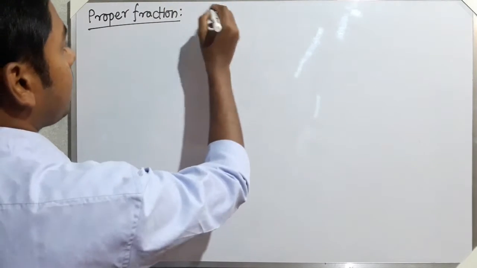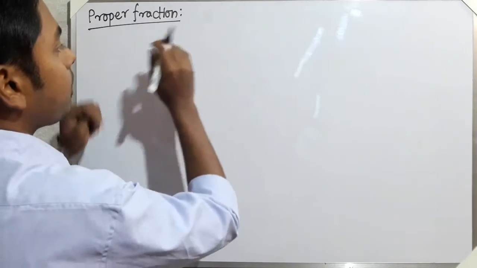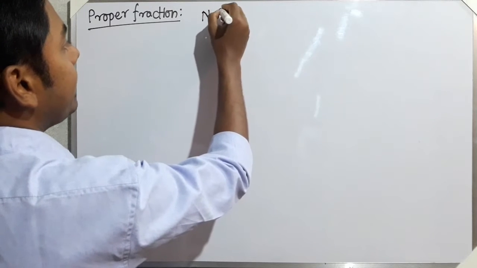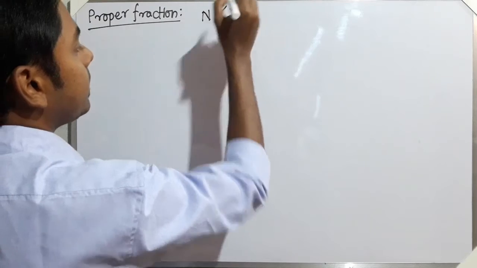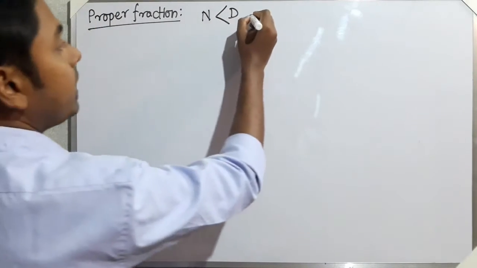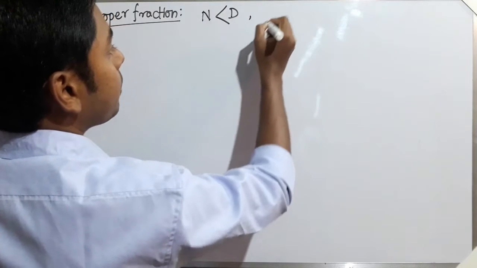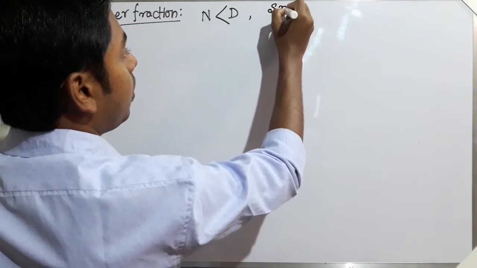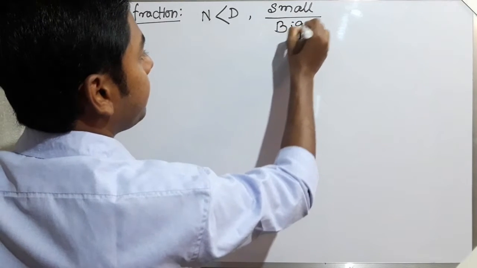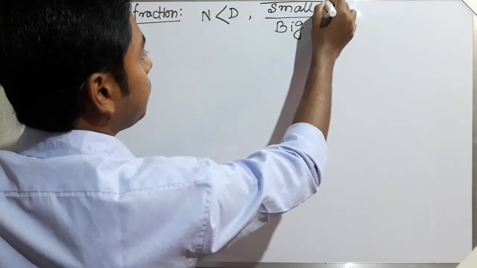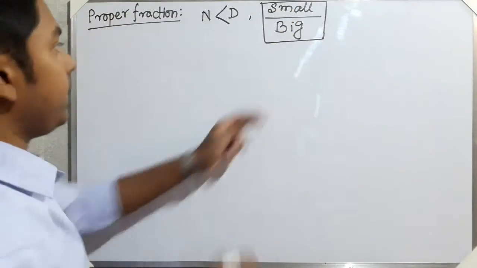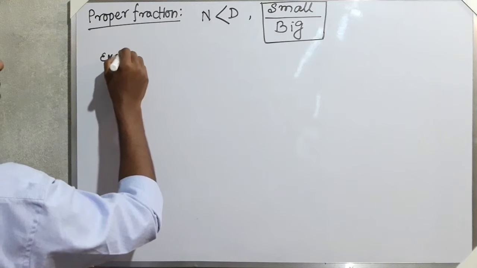So what is proper fraction? The form of the proper fraction is wherever the numerator is less than the denominator. That means what is the form of the proper fraction? Small by big. That is the form of the proper fraction, small by big.